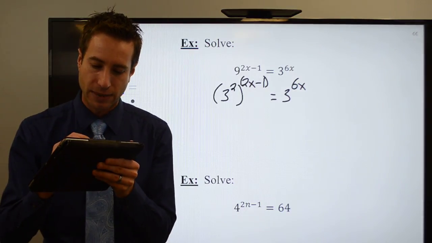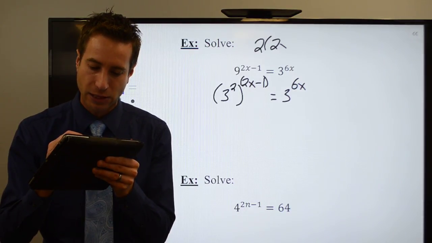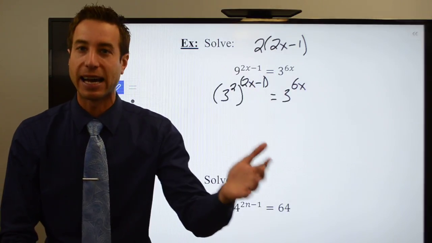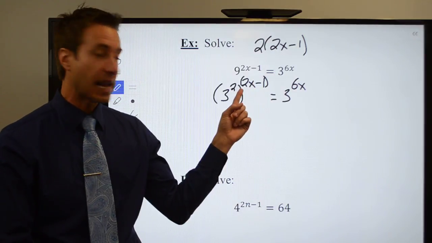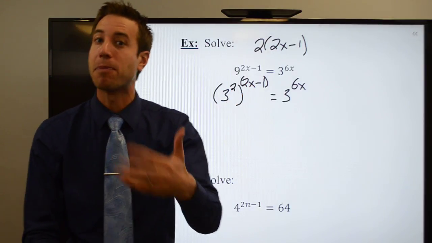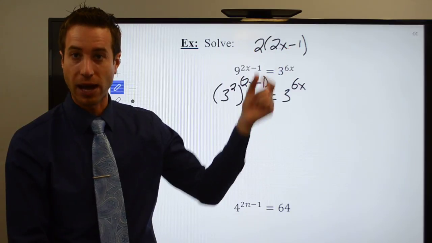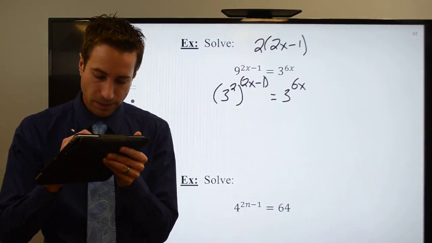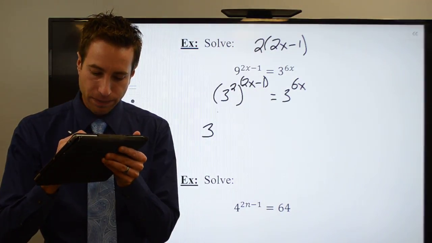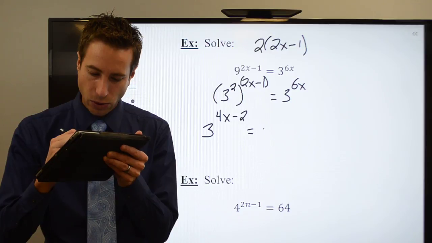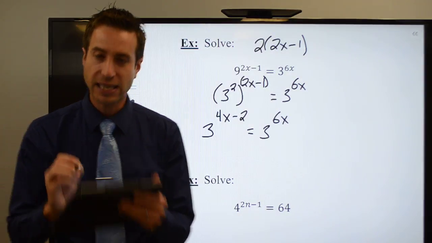Essentially, here's what I'm doing. I'm taking 2 and I'm multiplying it by 2x minus 1. And of course, if I wrote it like that, you'd be like, oh yeah, I got to distribute the 2. Well, same thing here. It's just written a little different because I have a power of a power. But remember, power of a power means you multiply the exponents. And in this case, you'll need to distribute. So don't forget to do that. So now I have 3 to the 4x minus 2 is equal to 3 to the 6x.